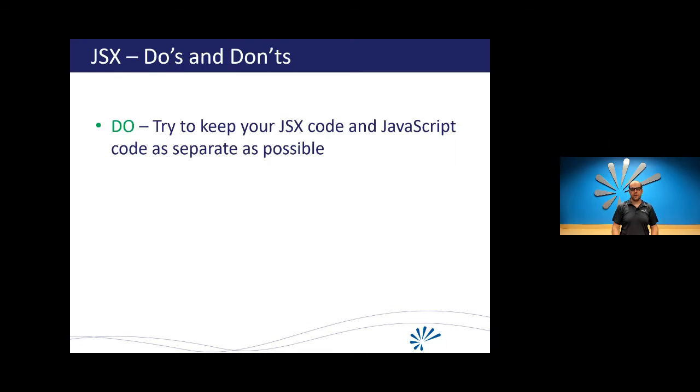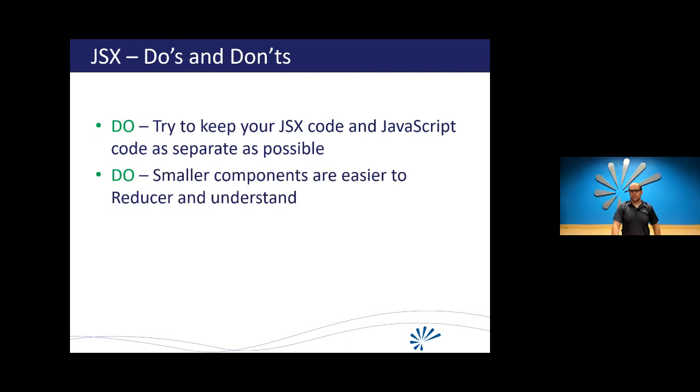So it's easier when you have just a bunch of HTML and then a couple of JavaScript things that call other components. Smaller components are easier to read and understand because you don't need to read 300 lines of code to understand what's going on. You can look at it and go, oh, that's a table, and that's it. It makes it really easy.